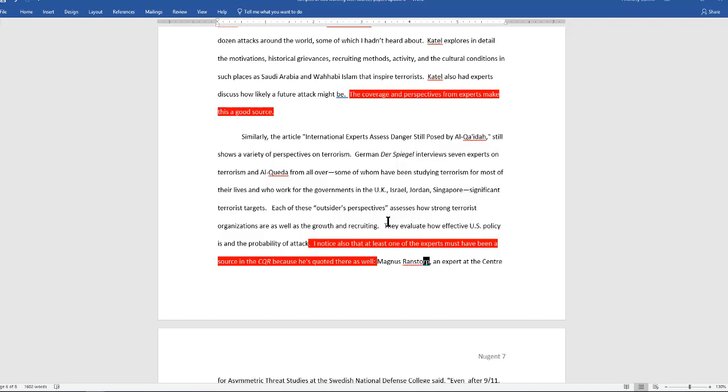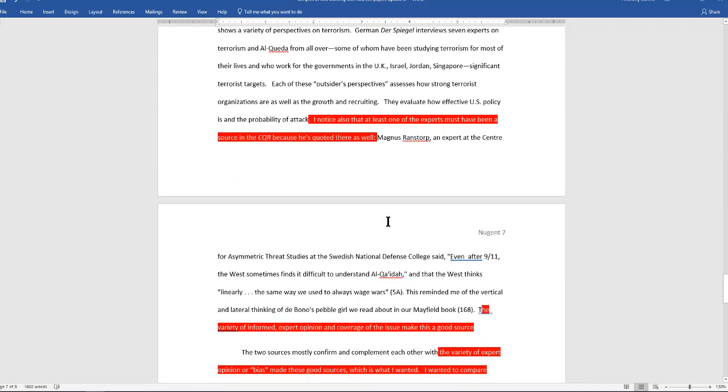Magnus Renstrup, an expert at the Center for Asymmetrical Threat Studies at the Swedish National Defense College, said, quote, even after 9/11, the West sometimes finds it difficult to understand al-Qaeda, and the West thinks linearly, the same way we used to always wage wars. Now, this was from the print source, which did have pagination, and notice that we've got a quote there that is pretty quotable.